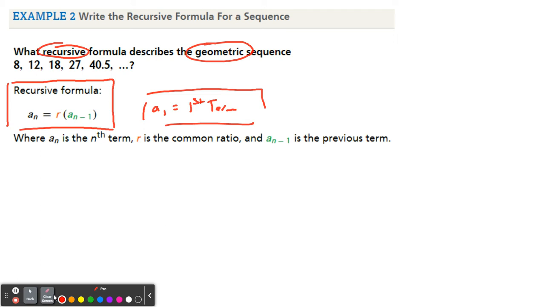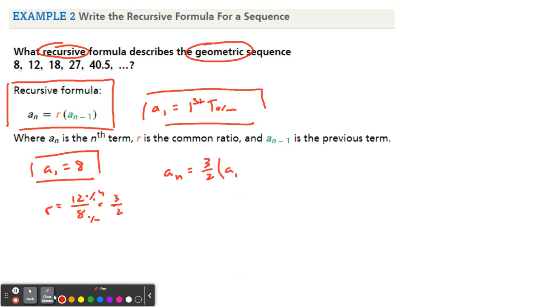Okay, so if I look here, so here is my geometric sequence. So right now I know my first term. My first term is 8. And now we need to find that common ratio. Well, let's take the second number, 12, and divide by 8. Again, you can get a decimal, but try to use fractions, right? If you do the decimal in Desmos, just press the fraction button. But here, we're going to divide both by 4, and that's going to be 3/2. And that's my common ratio. So my recursive formula, a sub n equals 3/2 times a sub n minus 1.